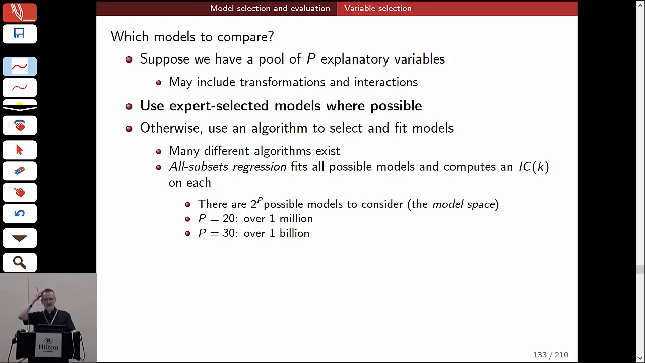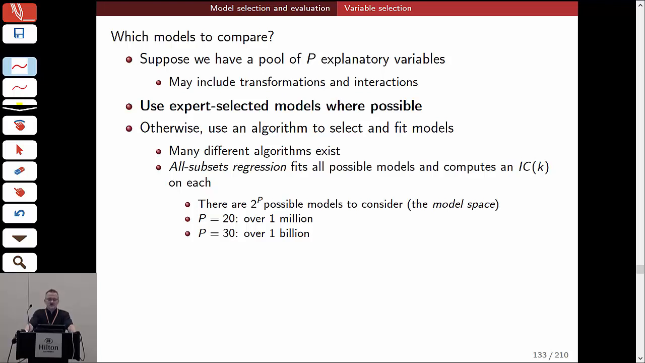Otherwise, we have to find some algorithm and use the algorithm to fit the models and select them and to compare them. A lot of different algorithms exist for doing this, and if you walk around the meetings, you probably will have discovered 73 more of them, because they're all over the place. There are new ones being developed all the time. One of the classic ones, classic as in it's been around since before the 1960s even, is all subsets regression. And that is using the most brute force thing you could imagine. Literally make every possible model you can out of your set of variables, fit every single one of them, slap an information criterion on each one, and find the best.